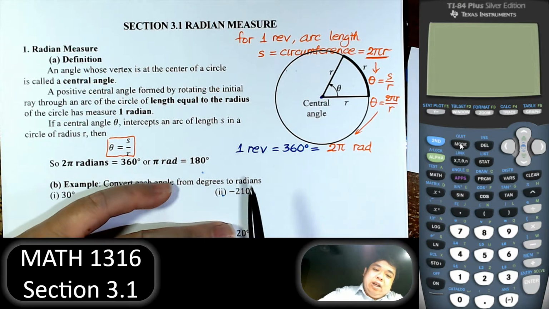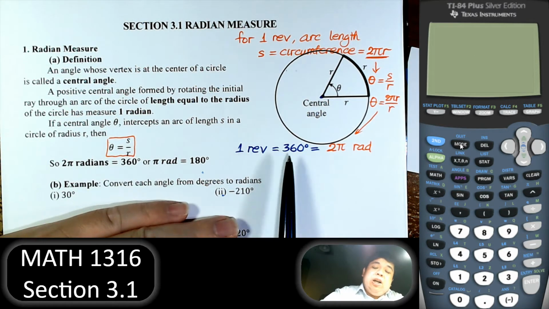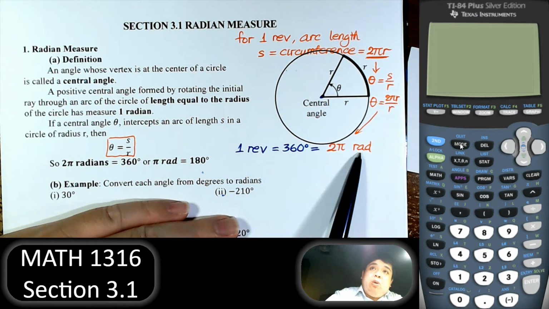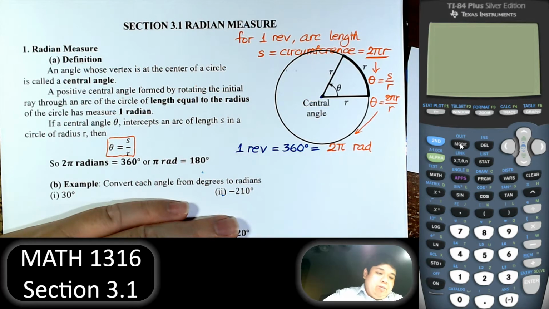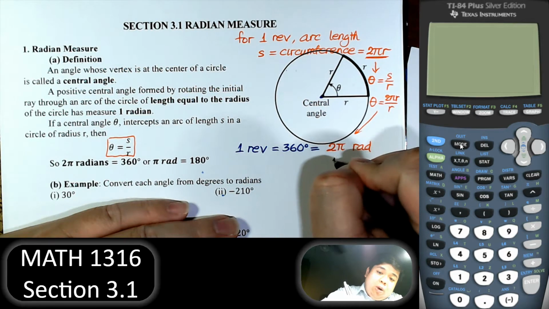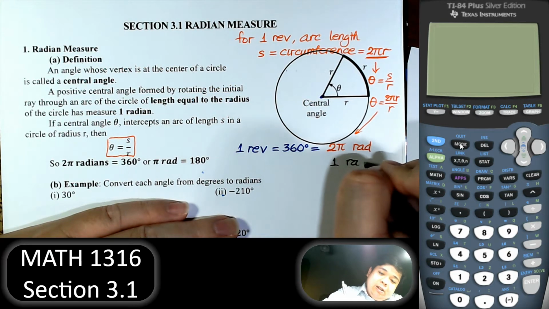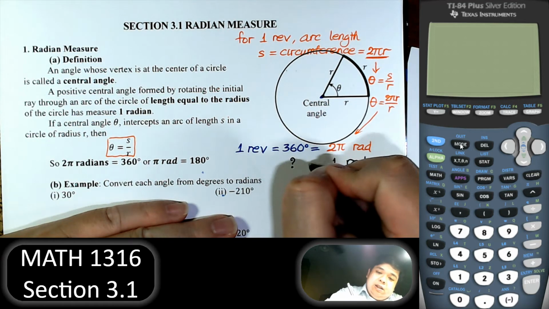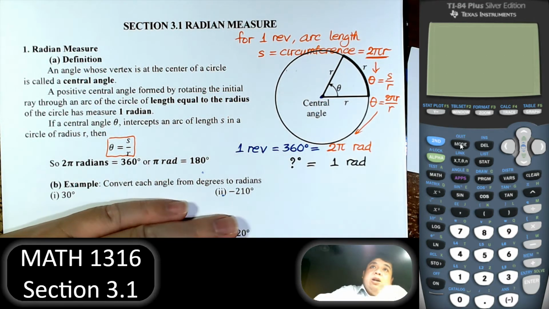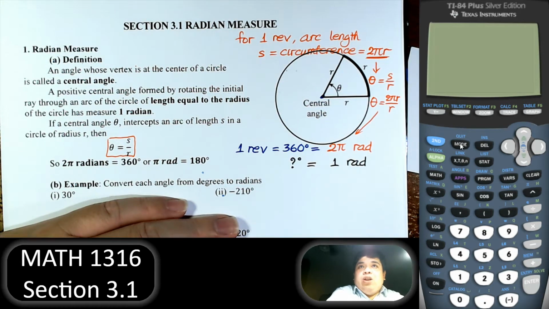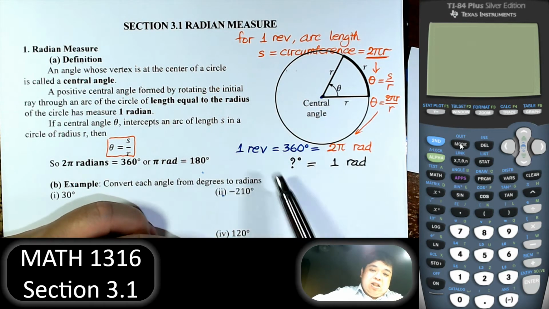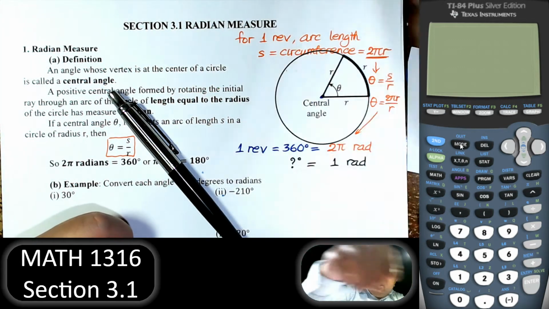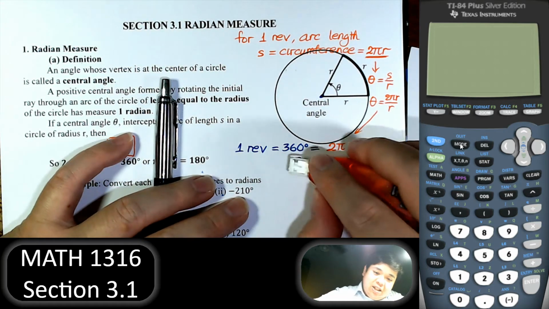Anyway, so 1 revolution is 360 degrees, which is 2 pi radians. Now, using that ratio, what if we want 1 radian? Then 1 radian is equal to, what is the degree there? Instead of putting a question mark, let's put x in it instead.